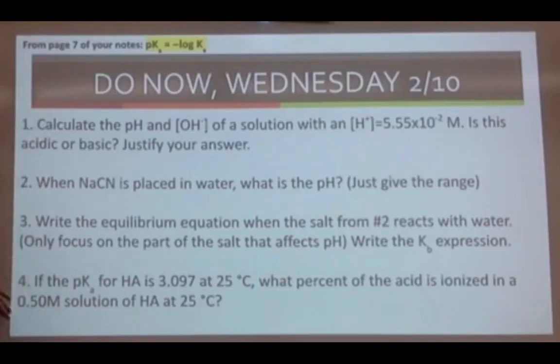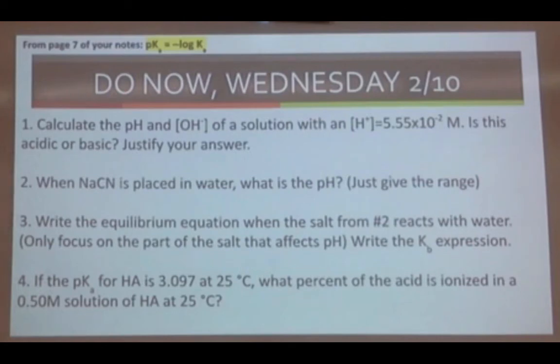For the do now today, we have questions that go back to the first and second video or some questions from yesterday. And then I want to focus on a question similar to what we did yesterday, but how KA can be represented a little bit differently. Because College Board has started to ask more questions where they're representing KA a little bit differently. And so I want to make sure that we focus on that as well.